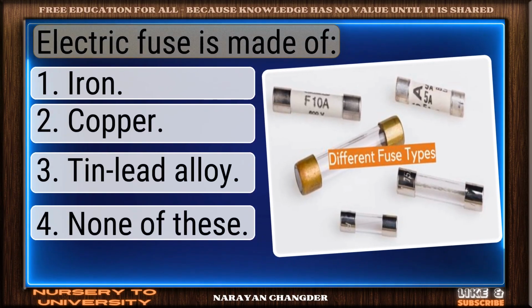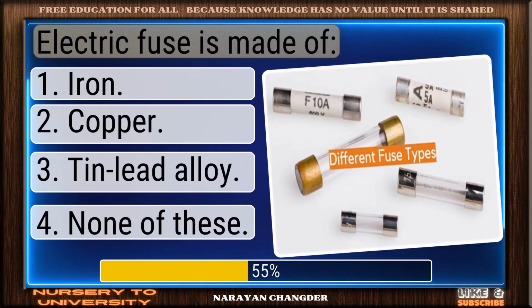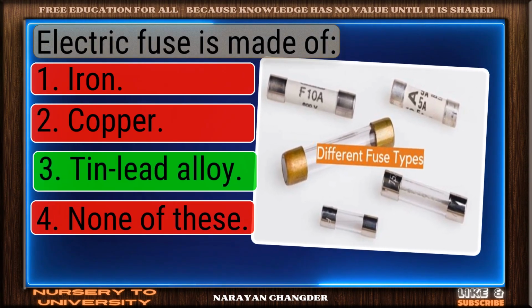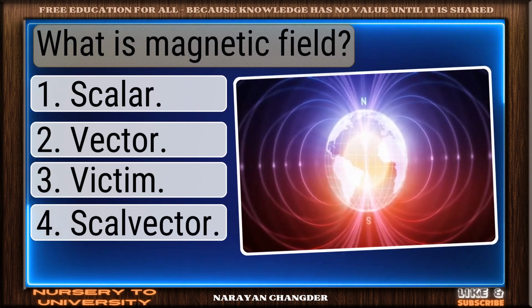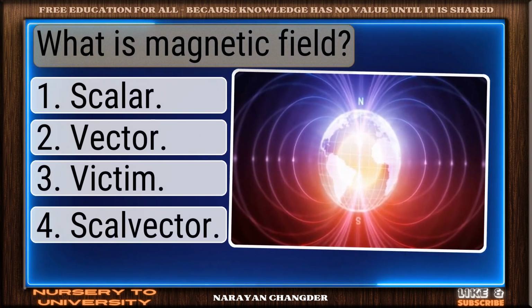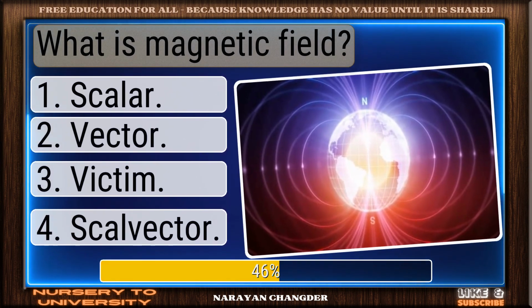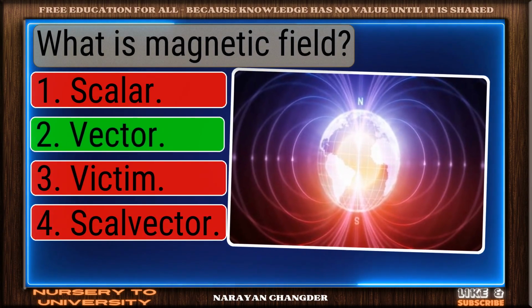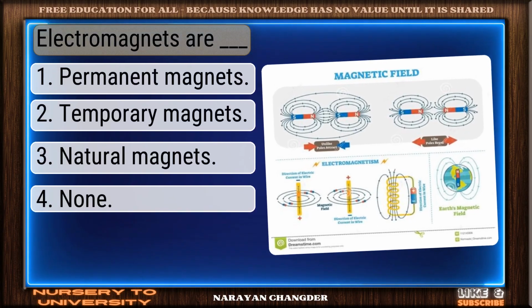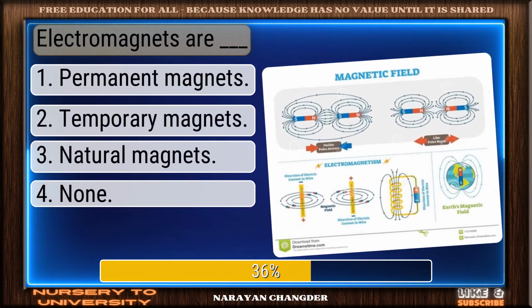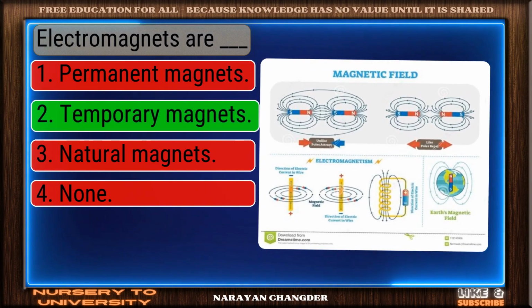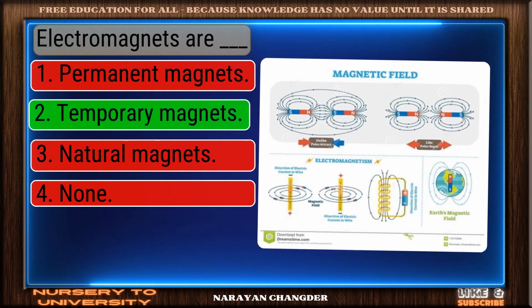Question number 270. Electric fuse is made of. Bravo. Tin lead alloy is the answer. Question number 271. What is magnetic field? Valid point. Vector is true. Question number 272. Electromagnets are dash. You chose temporary magnets, and it is correct.